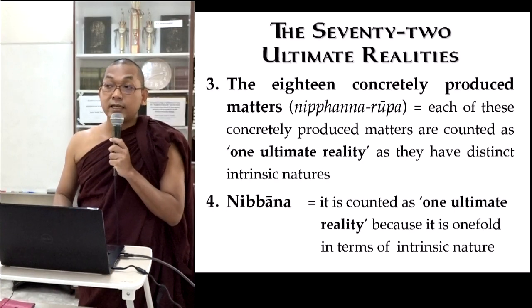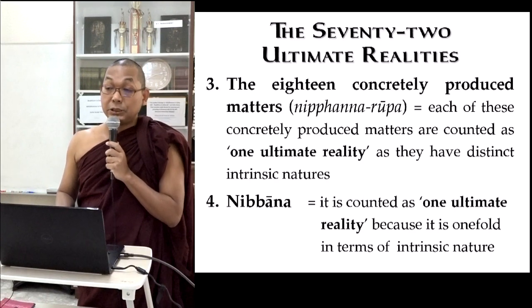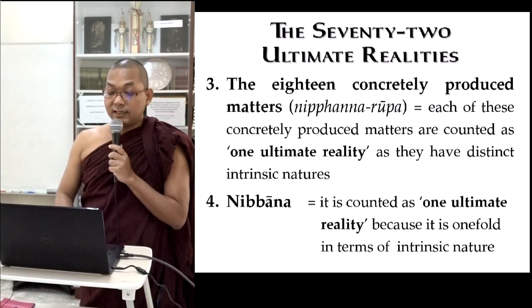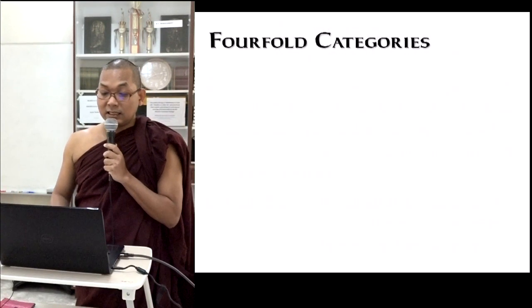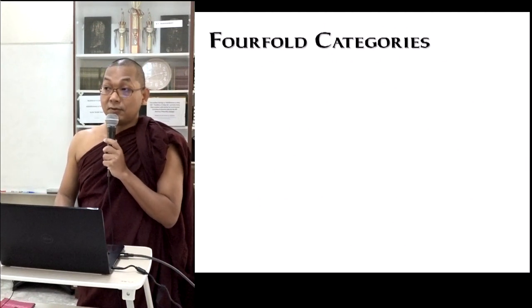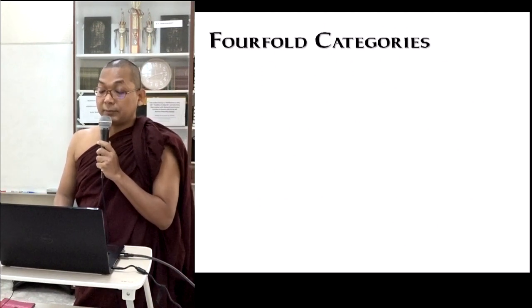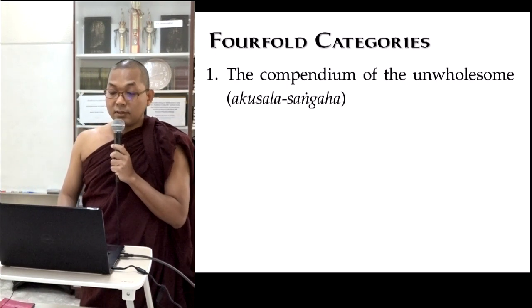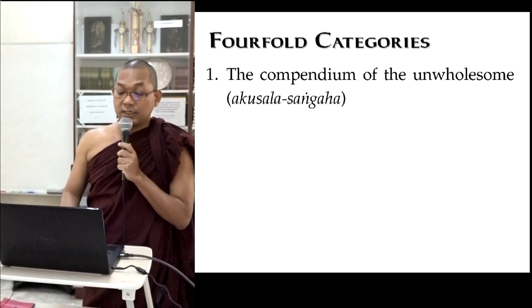So the author said that we have already learned these 72 ultimate realities. Now he said that we will study categories. We have four categories in this chapter. Number one, the compendium of the unwholesome, akusala sangaha.